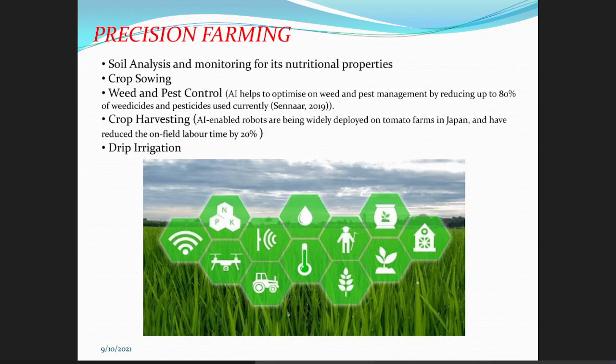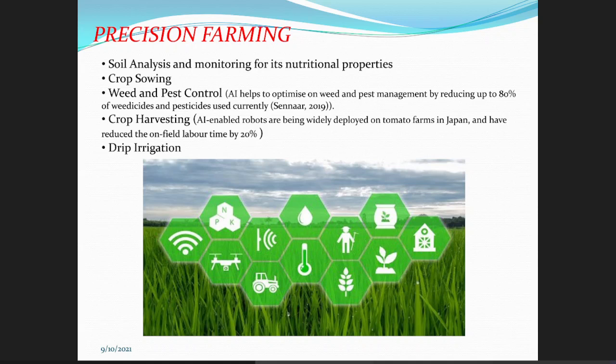Drones will move towards the agriculture land and take pictures in real time. They will analyze whether a plant has pests or weeds, whether it has pests or not, whether it is a weed or not. Accordingly, it will spray fertilizers and pesticides so that the pests and weeds can be controlled.